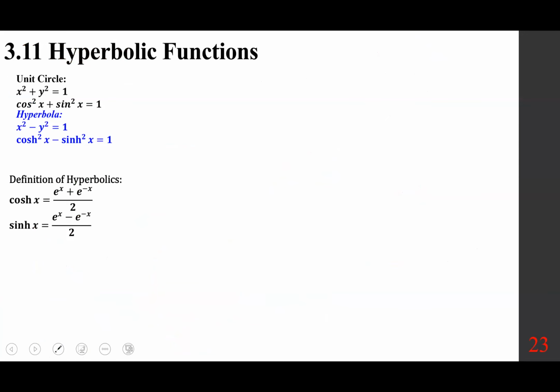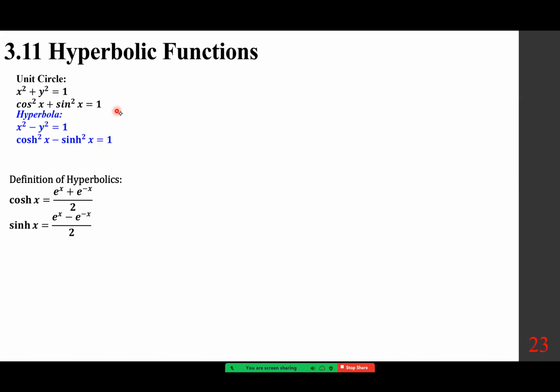Hyperbolic functions. I want to remind you of a couple of things. You remember the unit circle, x squared plus y squared equals 1, cosine squared plus sine squared is 1. In the case of a hyperbola, x squared minus y squared equals 1 is a graph known as a hyperbola, and cosh squared minus sinh squared equals 1 is the equivalent identity, in essence, of cosine squared plus sine squared equals 1.